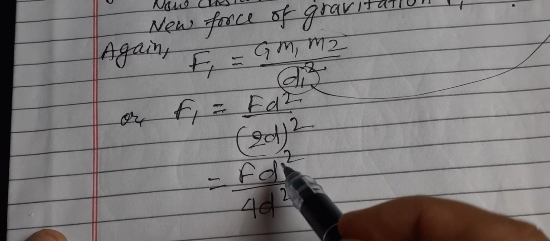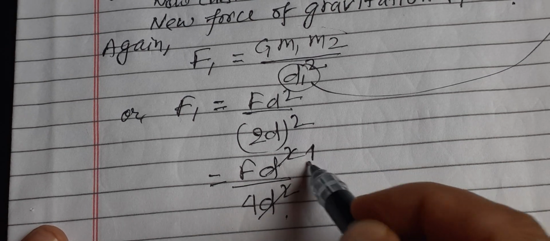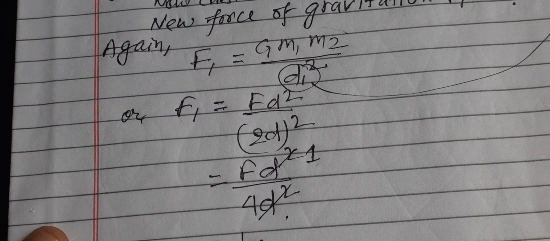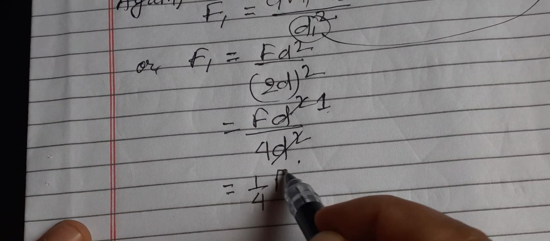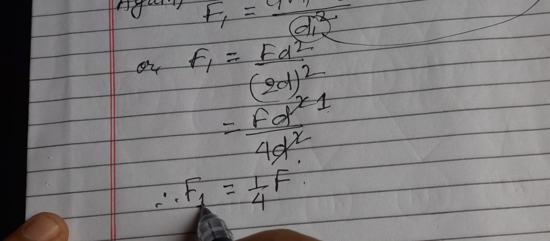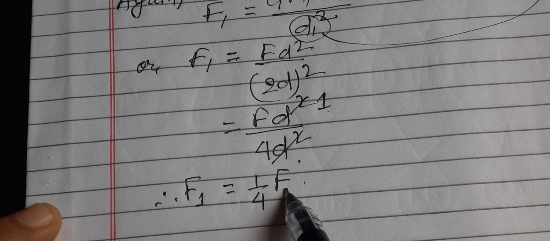The common factor d square from numerator and denominator can be cancelled out. So this equals 1 by 4 F. So what changed? The new force is changed to 1 by 4 times of F.